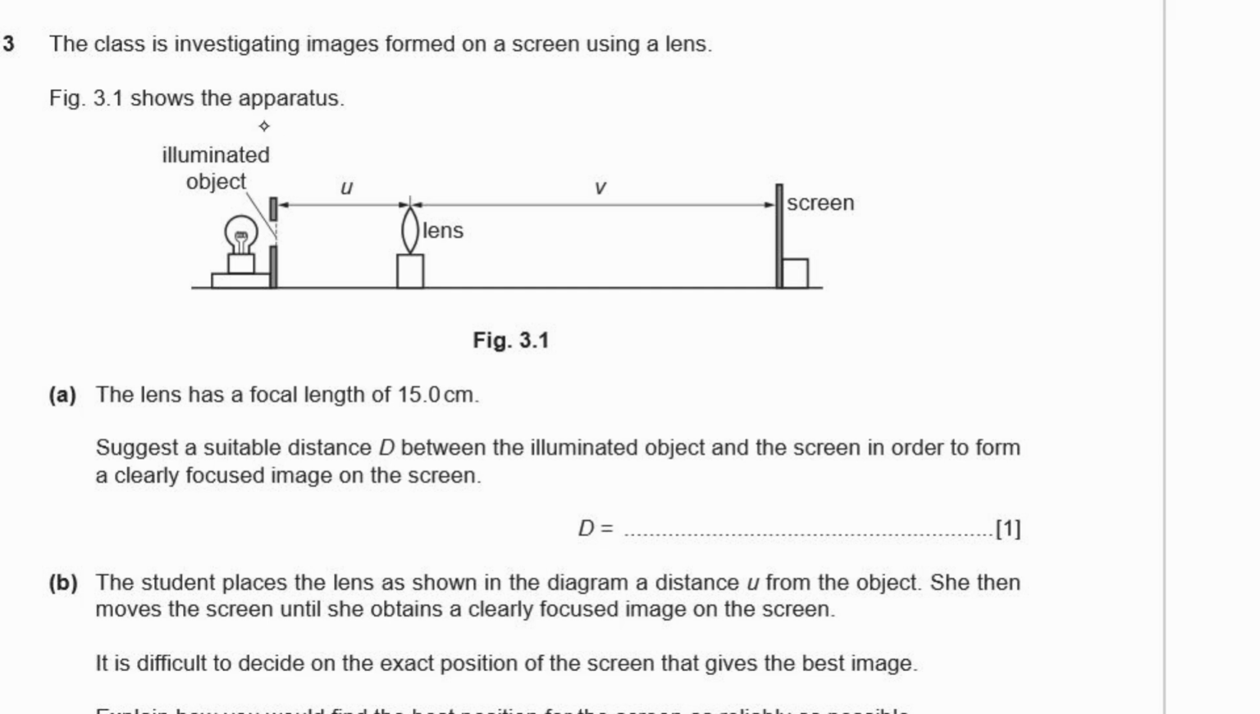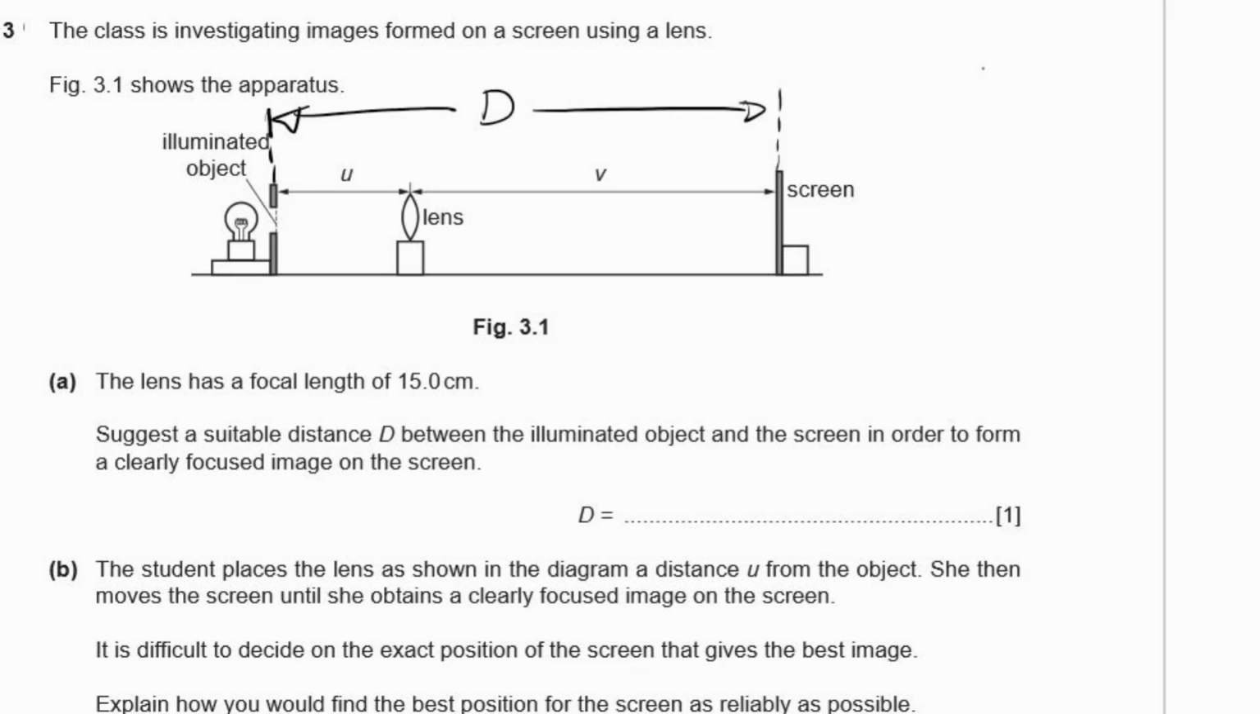So we're being asked to suggest a distance, here we go, between here and here. So we're being asked to suggest a value for that distance here. Alright, so what we need to do maybe is have a little bit of a look at how lenses work and how we get little images from them.